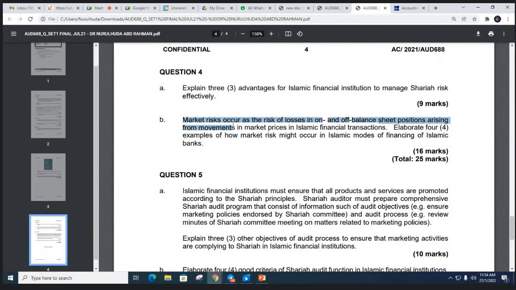Risk. Market risk occur. This is an explanation of market risk. Elaborate, for example, how market risk occurs. So, you explain market risk in murabahah, market risk in istisna, ijarah, salam. Which ones have market risk? 4 examples.